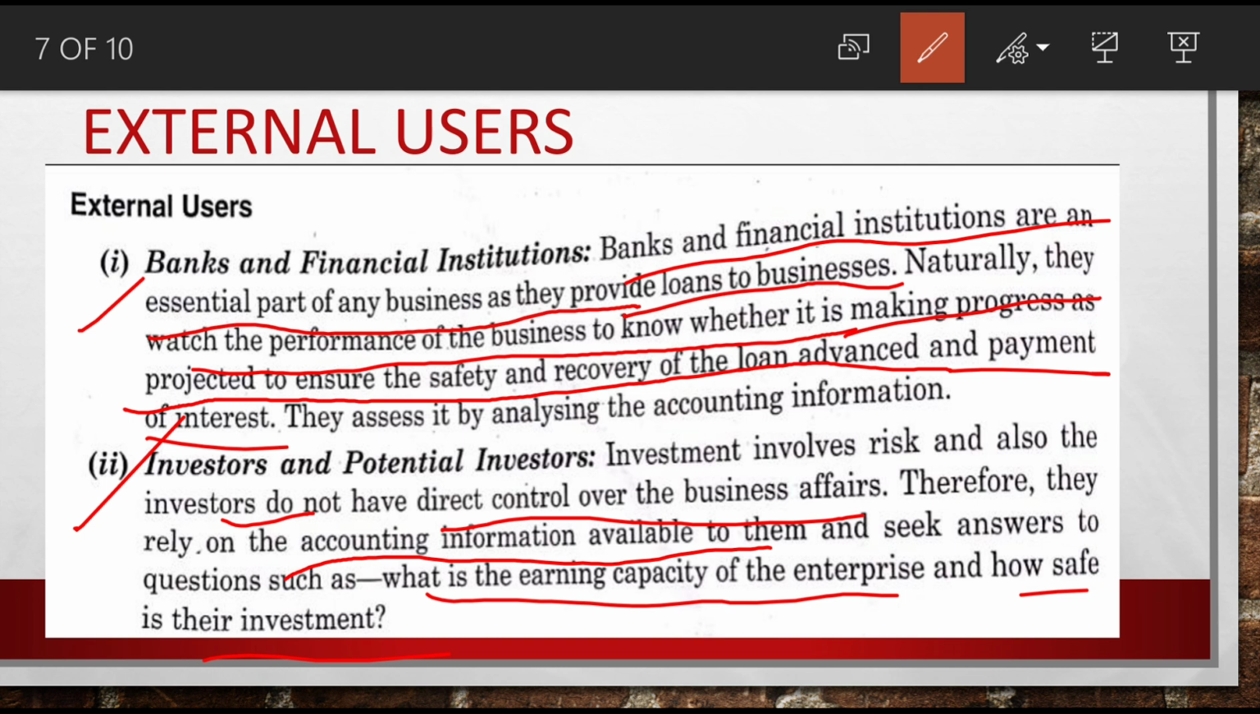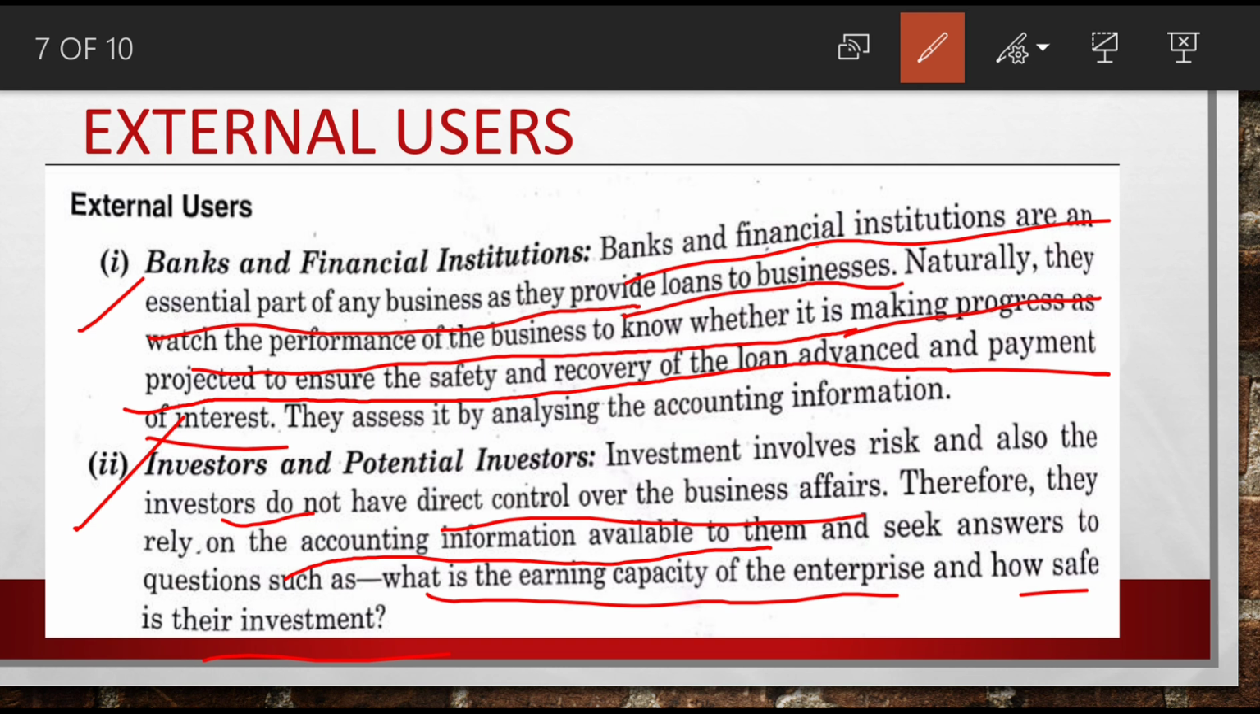Reliance company is a share you are purchasing. You don't have direct engagement in that business. So you are thinking about whether this business is good or bad, whether they are earning profit, and whether they are properly issuing dividends or not. That's only what you are thinking. Then only you can invest your money there.